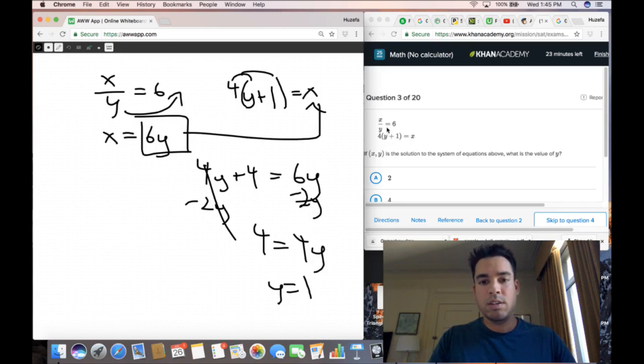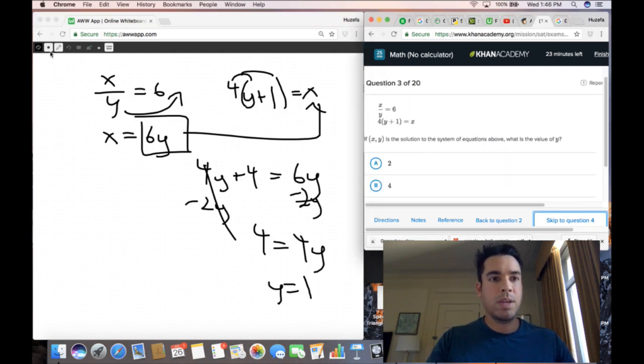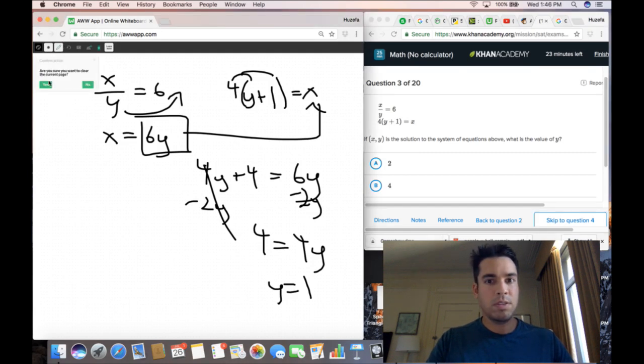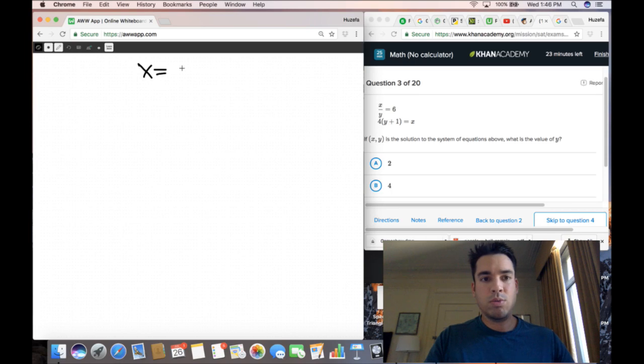Then x should equal 8, and so y equals... no, that can't work, right? Wait, I must have made a mistake. Hold on, 4y plus 1 equals 6y, 4y plus 4 equals 6y. Oh yeah, we subtracted 2y. Wait a minute, what did I do? I made some mistake here when I translated this. Let me try and catch it. 4 times y plus 1, and we're substituting in 6y for x. Okay, let's just reset. I made some mistake here. So x equals 6y.